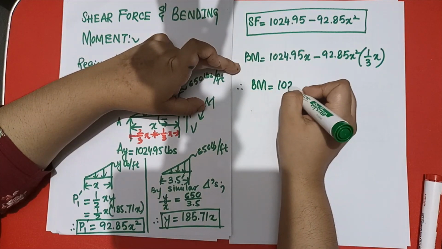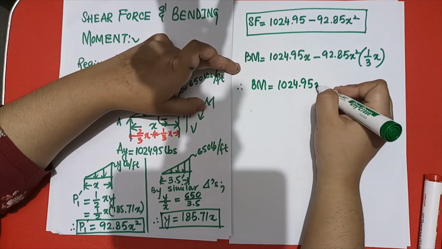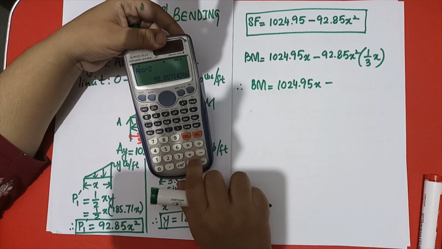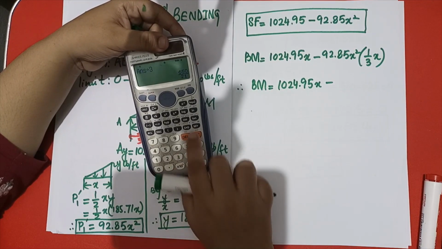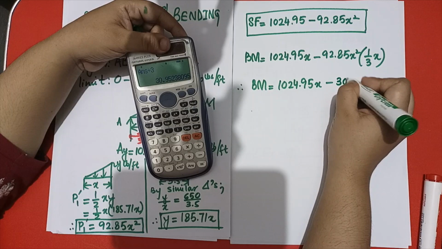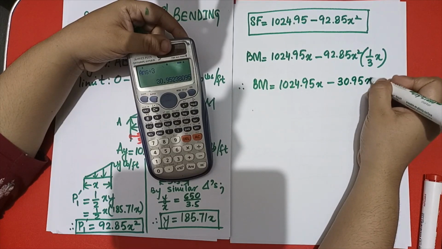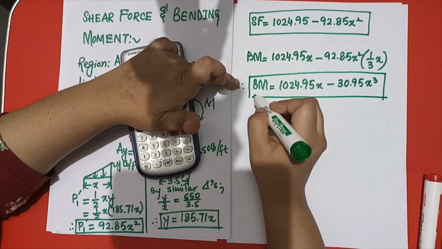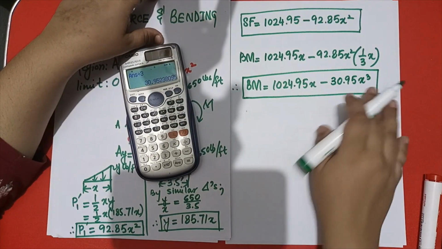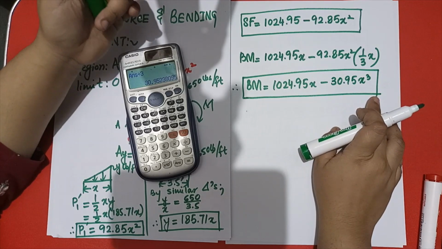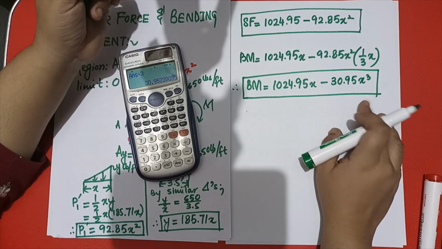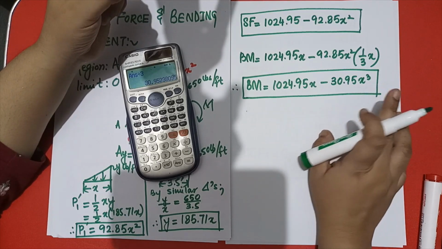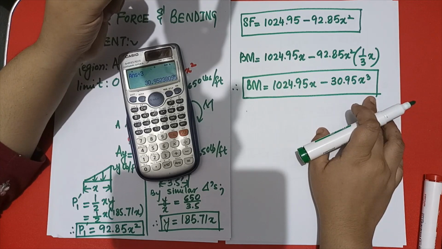So let's use the calculator for this. Wait for a while. I'm writing it here: 92.85 divided by 3 comes out to be 30.95 x cube. This will be your bending moment equation, and you can see this is a polynomial equation of degree 3. You have already studied polynomial equations and quadratic equations in your intermediate. Right now we are just concerned with the shear force and bending moment equations.